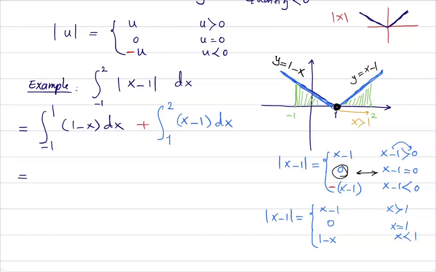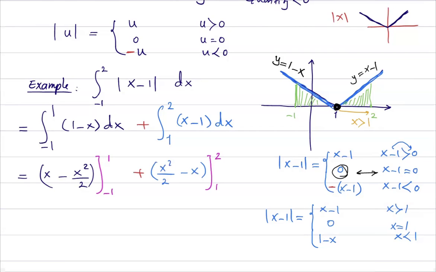So on the left-hand side, the integral of 1 is x, the integral of minus x is minus x squared divided by 2. And your x is ranging between -1 to 1 plus the second half of the integral, which is x squared divided by 2 minus x, as x is ranging between 1 to 2. Perfect. So let us substitute 1, -1. We're using the fundamental theorem of calculus.